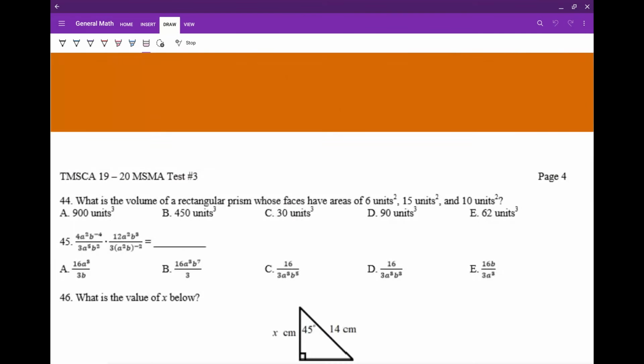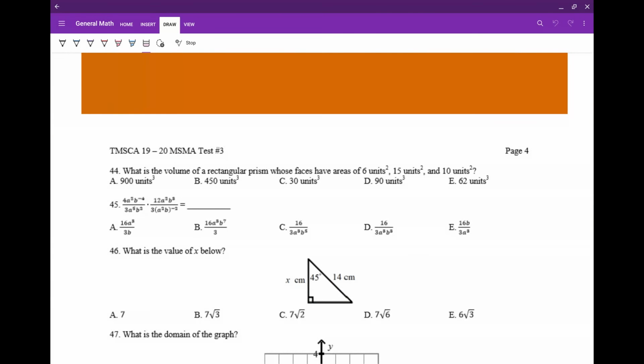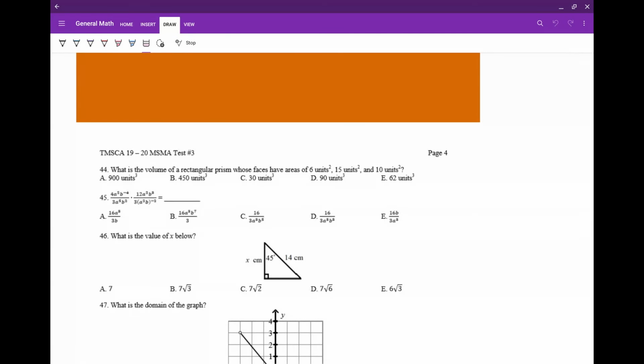Question 44. What is the volume of the rectangular prism whose faces have an area of 6 units, 15, and 10 units squared? So it's asking for the volume of the rectangular prism. It's telling us the value of those faces.